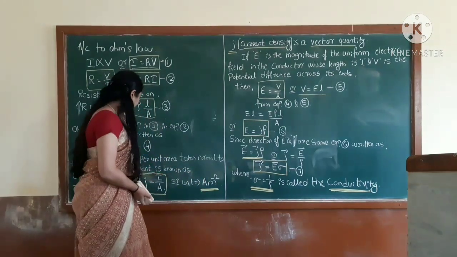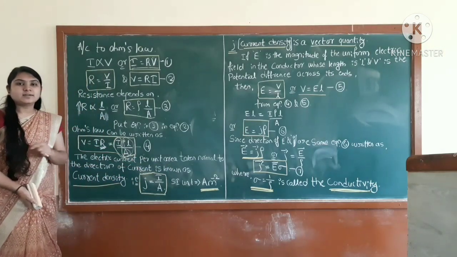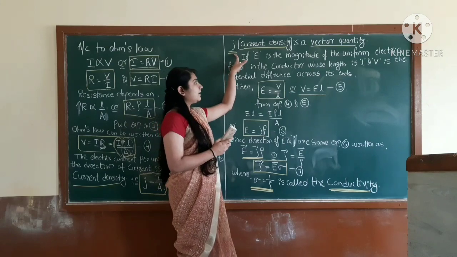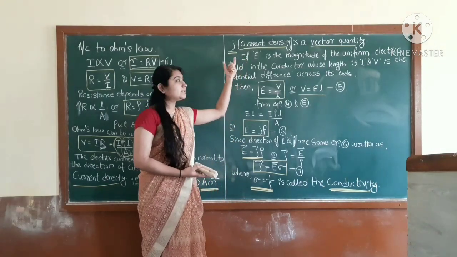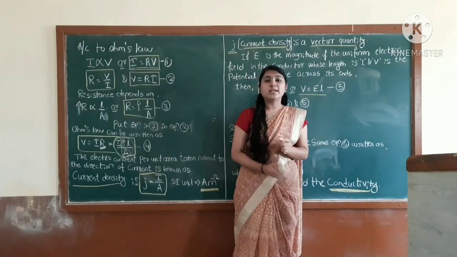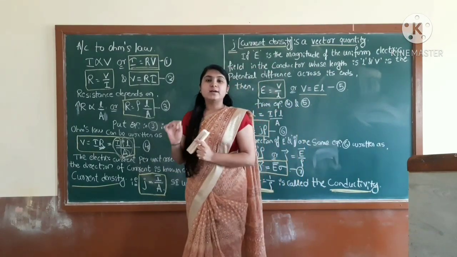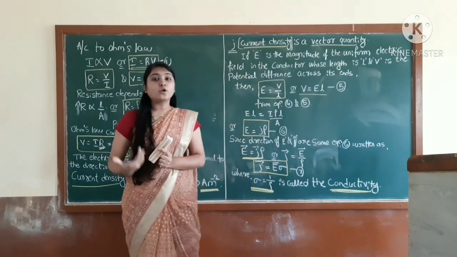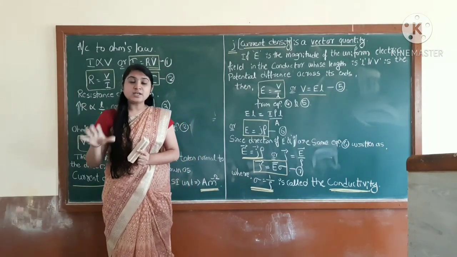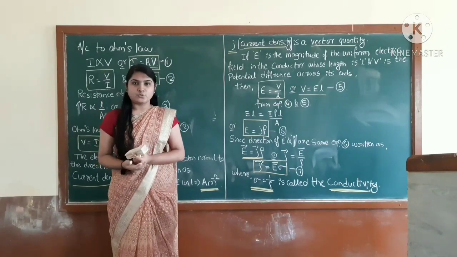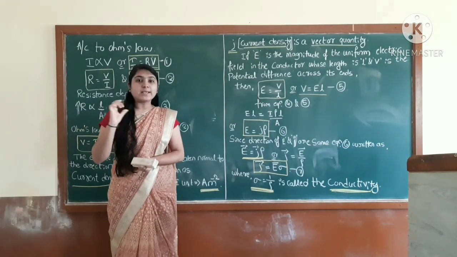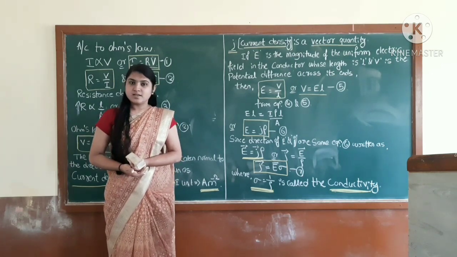So here we constitute the current density, students. Then see here, this current density J is a vector quantity. What is it? It is a vector quantity. Vector quantity means what? Of course, it has direction and also magnitude, right? See, scalar and vectors, two types of physical quantities are there, right?